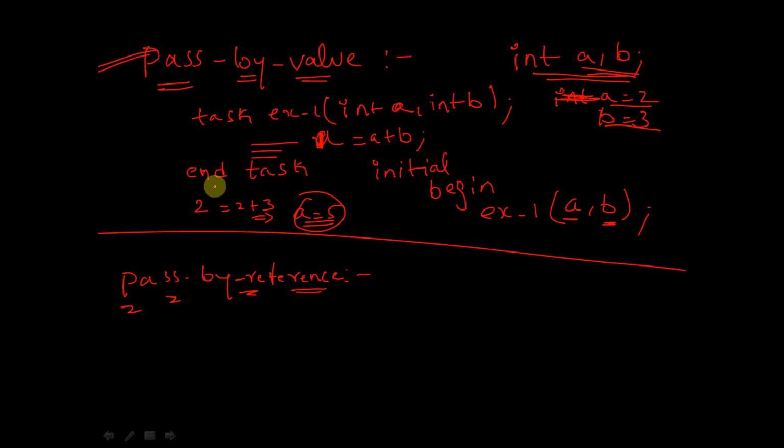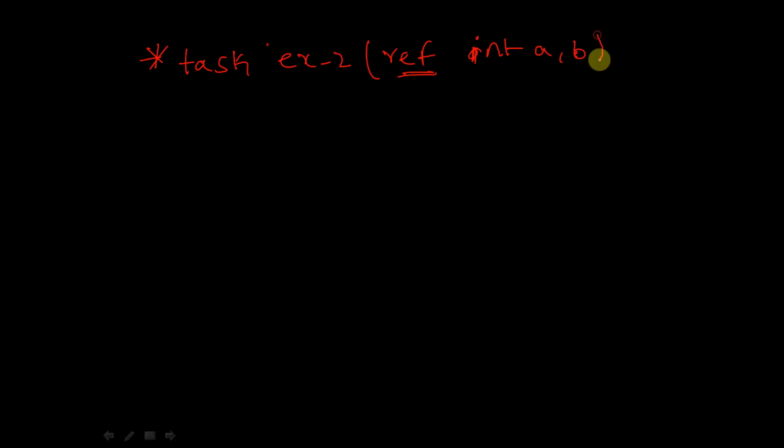Okay, whereas in case of pass by reference, if I have declared a task, let's say ex_2, to declare a task by reference, I should mention the keyword ref followed by the data type followed by the variables a comma b. Okay, so ref is used to indicate it is a task by reference, and what I will do, a is equal to a plus b.